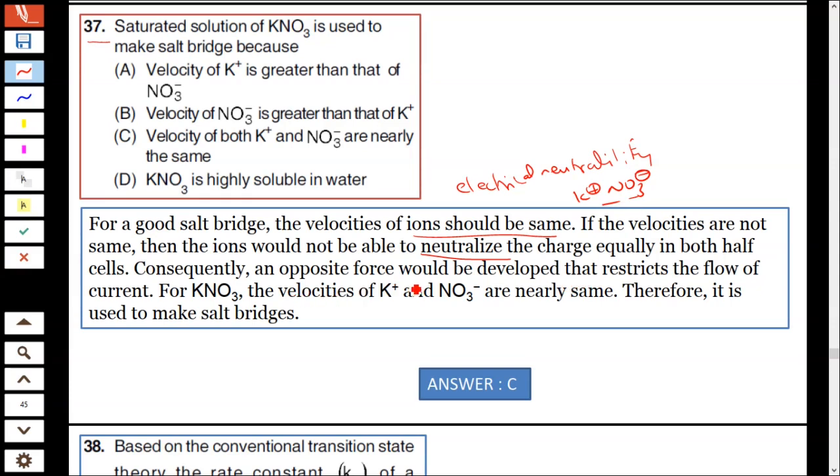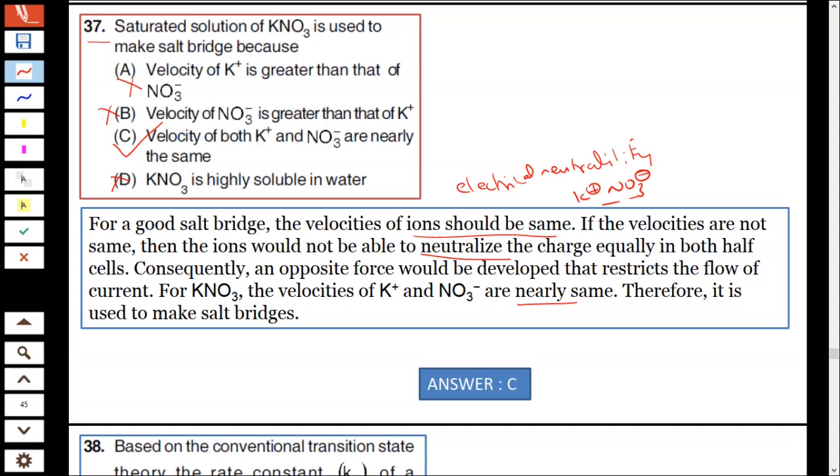Consequently, an opposite force would develop to restrict the flow of current. Potassium nitrate velocities should be nearly the same. Therefore, it is used to make a salt bridge. Hence, you see in this option, velocity of potassium is greater than that of nitrate. No, it is wrong. Velocity of nitrate greater than, no. So, velocity of potassium and nitrate should be nearly the same to maintain electrical neutrality. High solubility in water is also not correct.